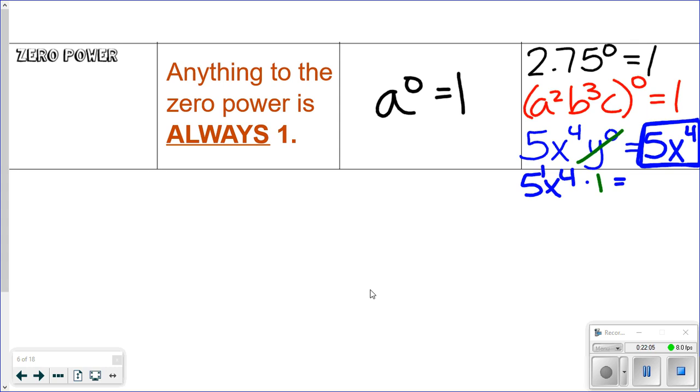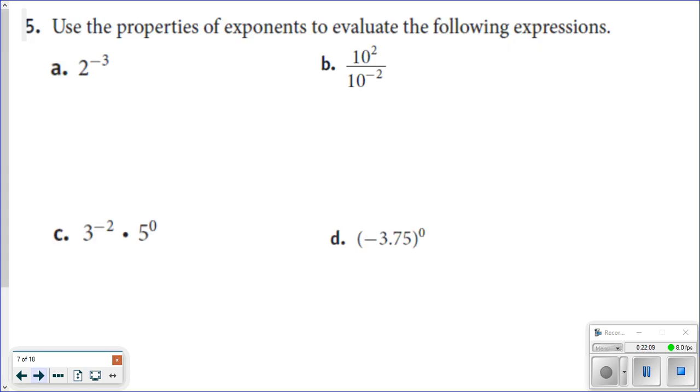So back in our books, on page 292, you're going to see question 5. I want you to try questions A, B, C, and D. You can do it.